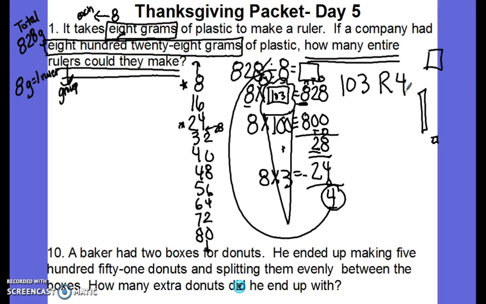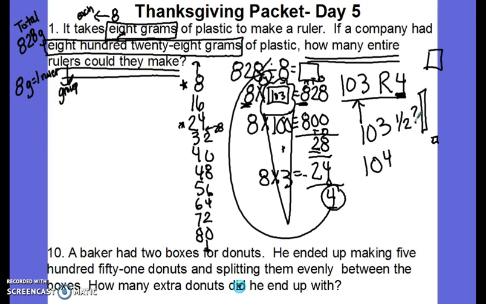Now I need to look and see what that actually means. My question said how many entire rulers could they make? Can you make 103 remainder 4 rulers? No, that doesn't make any sense. I know they have enough to make 103, but do they have enough to make 104? Well, they only have remainder 4 left over, and my divisor was 8, so 4 is half of 8. So it's kind of like they have enough for 103 and a half rulers.